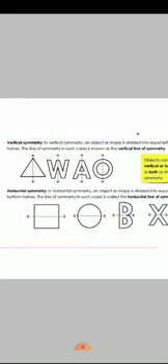For example, here the geometrical figure triangle and the letters W, A, O are given. Here a vertical line of symmetry is drawn for these shapes. This vertical line divides the shapes into two equal halves. Both halves look the same in shape and size. That vertical line is called the vertical line of symmetry. Once again, in vertical symmetry, an object or shape is divided into equal left and right halves.